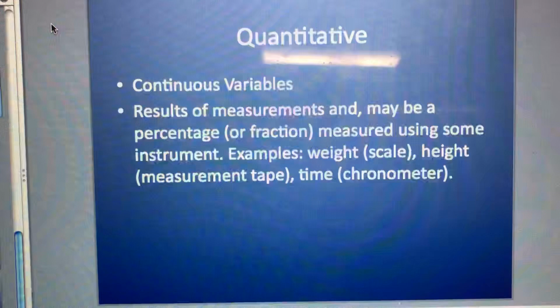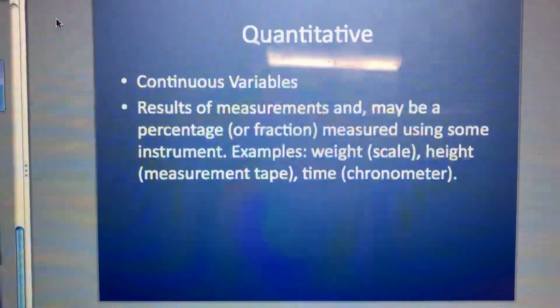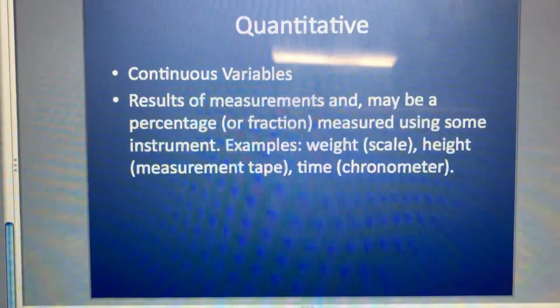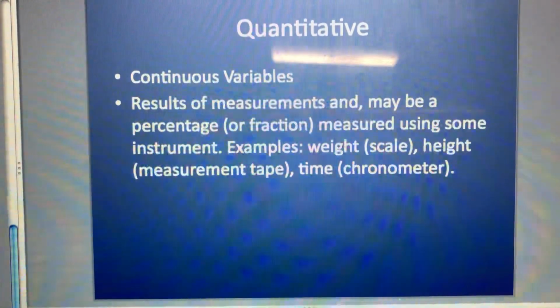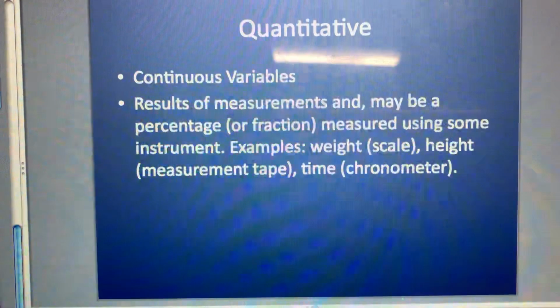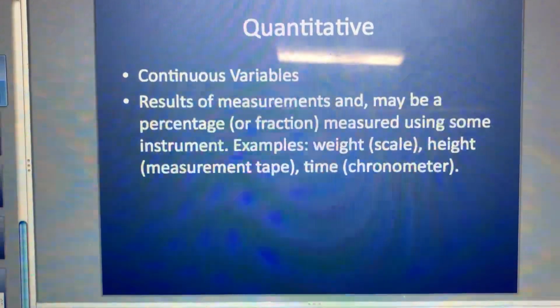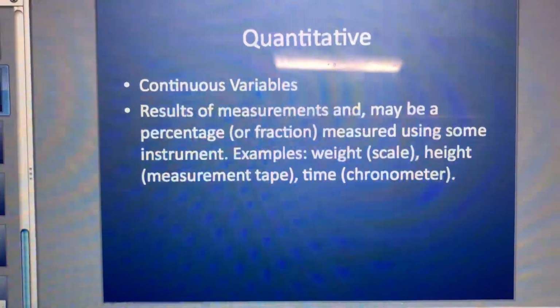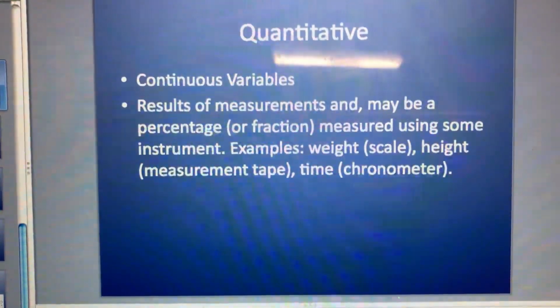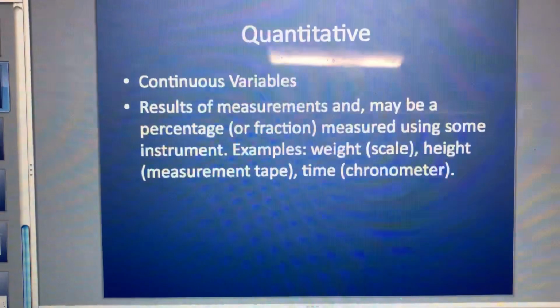Okay, so now we'll be looking at the quantitative variables. We have the continuous variables, the result of measurement, maybe a percentage or fraction measured using some instrument. Example: weight, scale; height, measurement tape; time, chronometer.